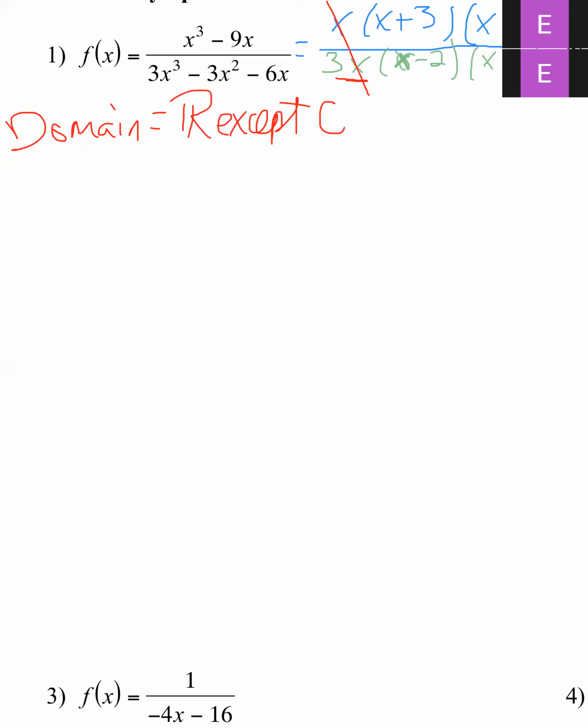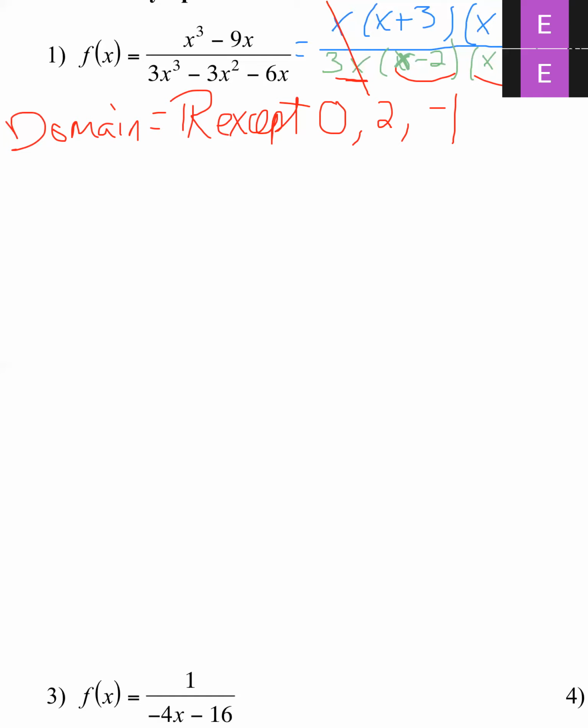So I can't have 0, and I also can't have a positive 2, right? Because I have an x minus 2 down there. So if x were positive 2, that would make my denominator turn to 0, so I can't have that either. And same thing here, I can't have a negative 1. So there is my domain. I can have all reals except 0, 2, and negative 1. Okay, so hopefully that makes sense.